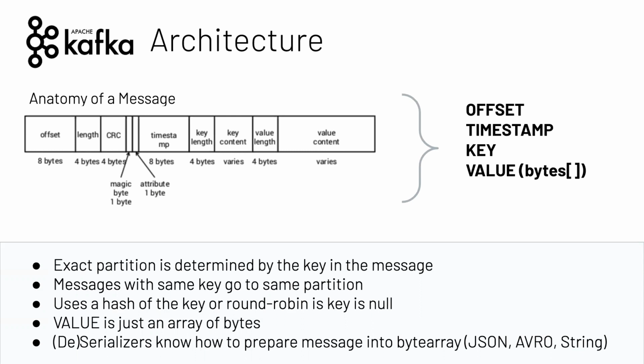We will discuss serializers and converters more when we get into the MongoDB Connector specifics. But serializers answer the question, how can I send my JSON document or a Java object or a relational database row through Kafka?